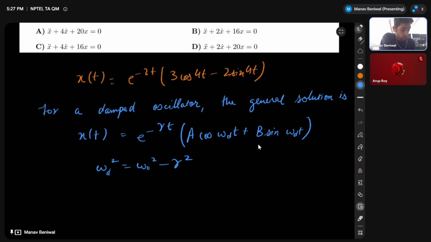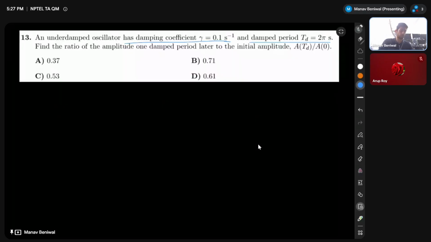So for the next problem, we are given that gamma is 0.1 per second. We are given that the damped period Td is 2 pi, and we have to find the ratio of the amplitude one damped period later to the initial amplitude, A of Td over A0.